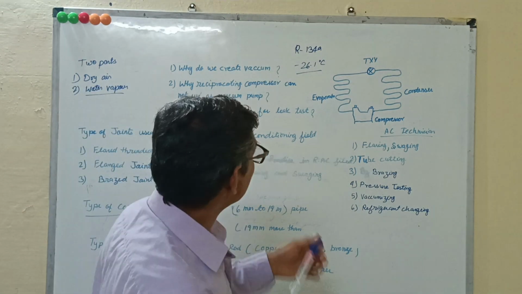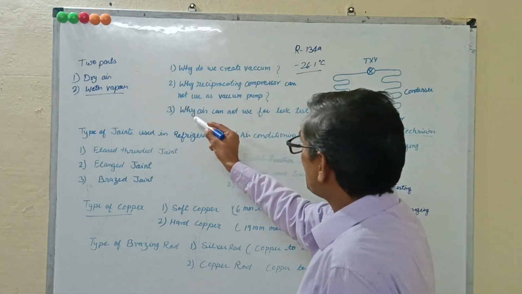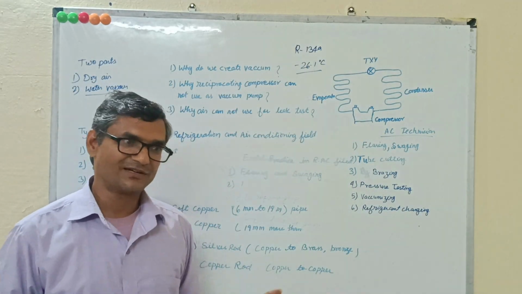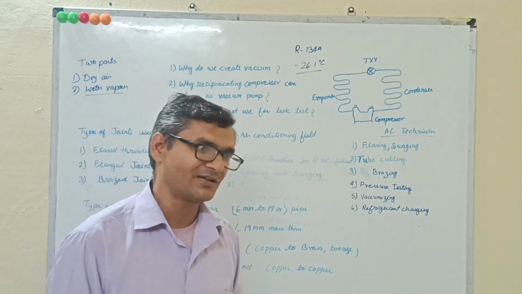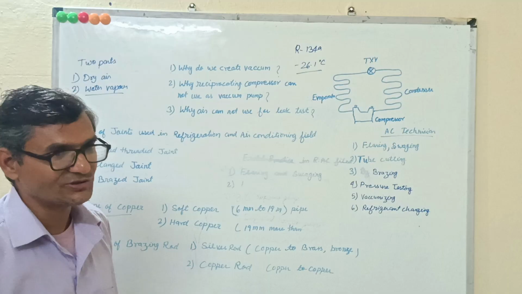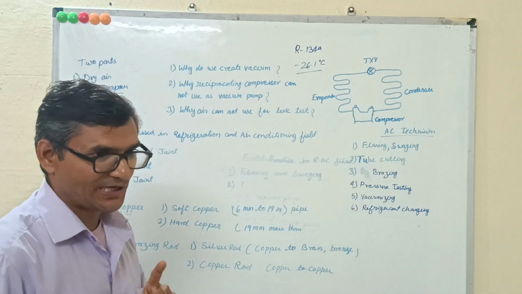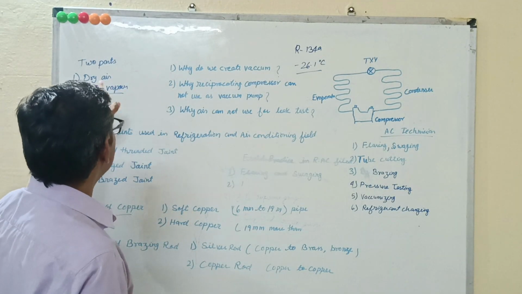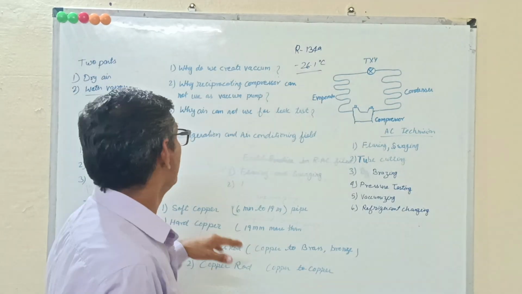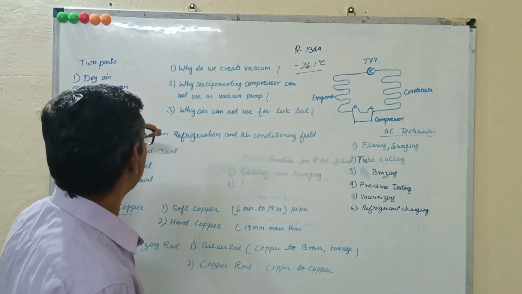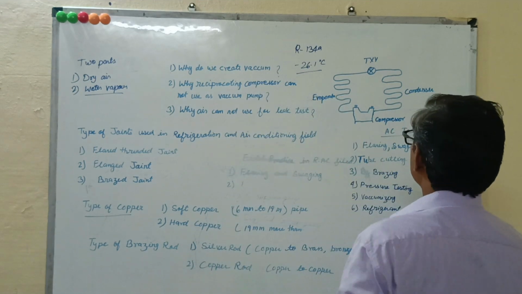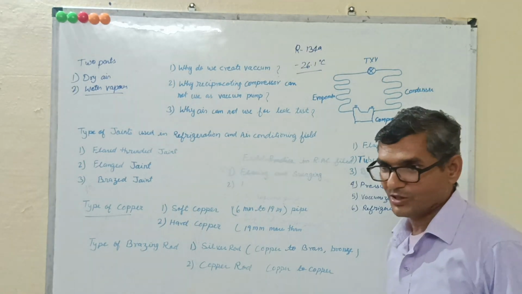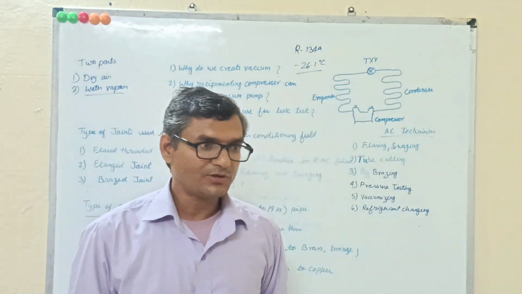Okay. Next, the third question: why can air not be used for a leak test? In refrigeration and air conditioning, most technicians use air for leak testing, but we should not use air for a leak test. Because, as I already told you, air has two parts: dry air and water vapor. When we do a leak test, some water vapor goes inside, and it is not possible to remove 100% of it, even with a vacuum.